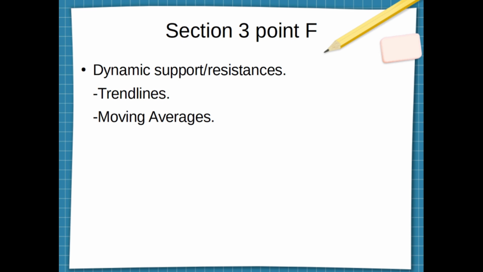Then we have what they call dynamic support and resistance. They tend to be, for example, trend lines, moving averages, Fibonacci retracement and extension. They also can be considered dynamic support and resistances, but we're going to have to go over them when we study those particular indicators.